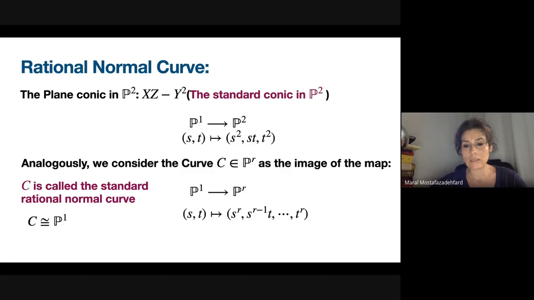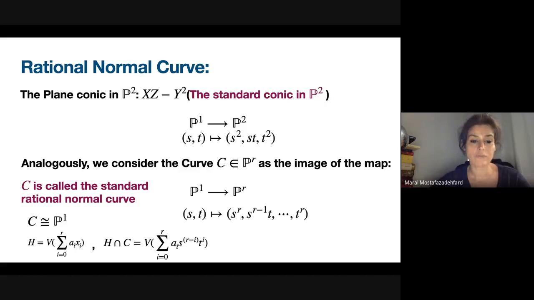If you look at the generators of the image, s^r, s^(r-1)t, etc., you can see that they are all linearly independent. It means that this curve is non-degenerate, that is, this curve is not contained in any hyperplane. If you look at the intersection of this curve with a general hyperplane, you can see that this intersection has exactly r points. So the degree of this curve is exactly r.